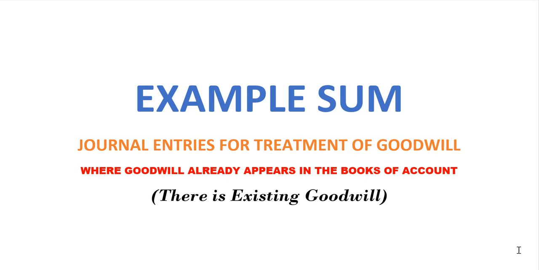Hi, in this video, we will do an example sum on journal entries for treatment of goodwill, but where goodwill already appears in the books of accounts. There is an existing goodwill. So let's go to that example.